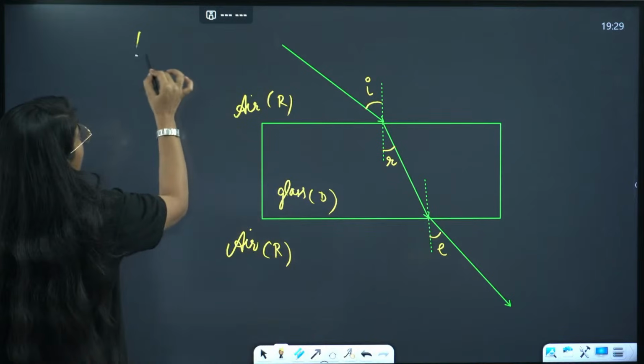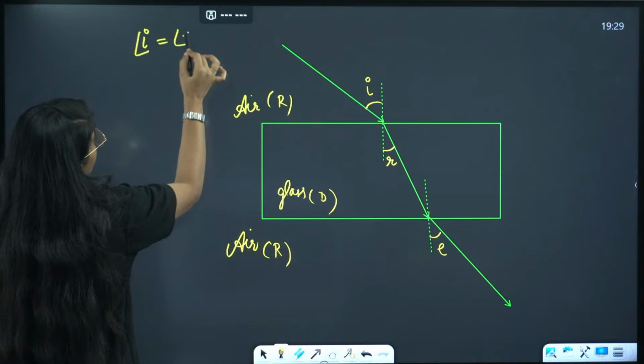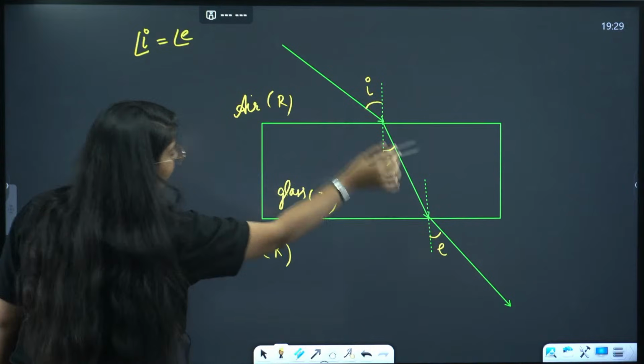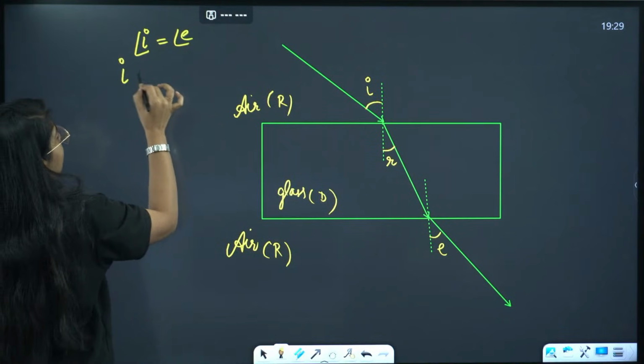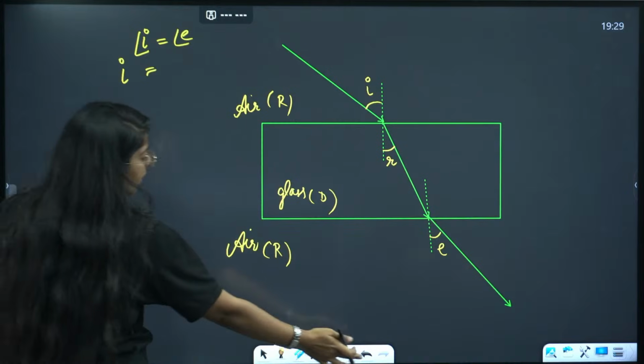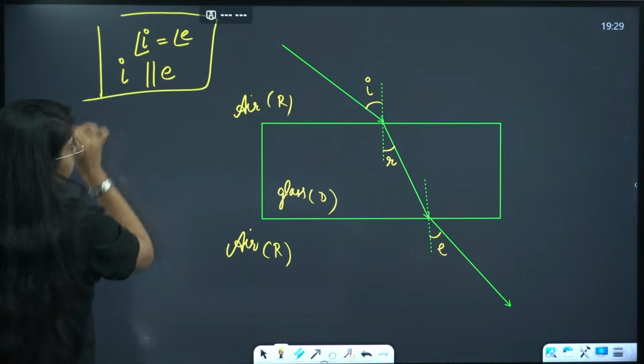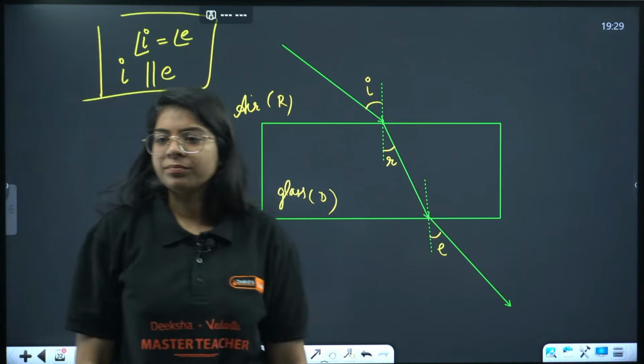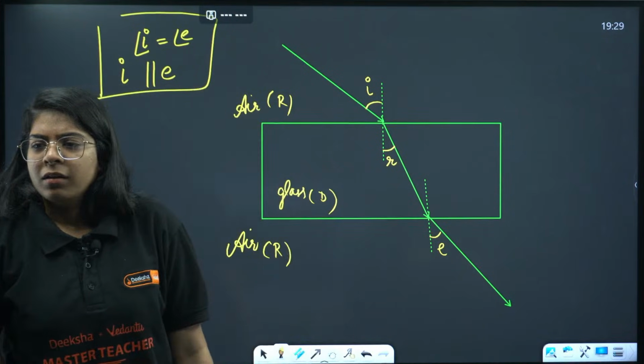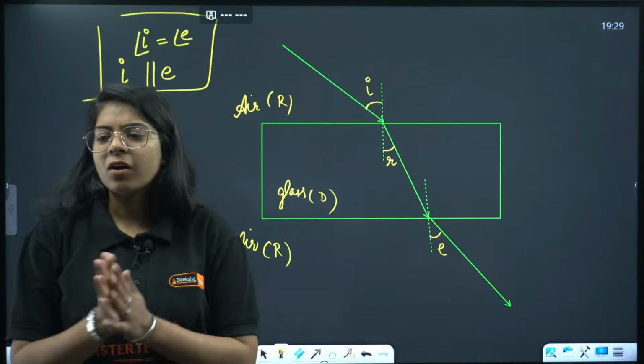So angle i is equal to angle e, that is, angle of incidence equals angle of emergence, and the incident ray is parallel to the emergent ray. ठीक है? Done? ठीक है? Okay.